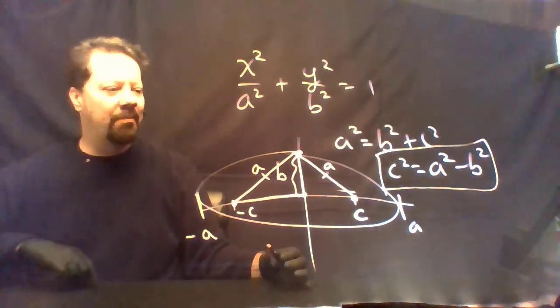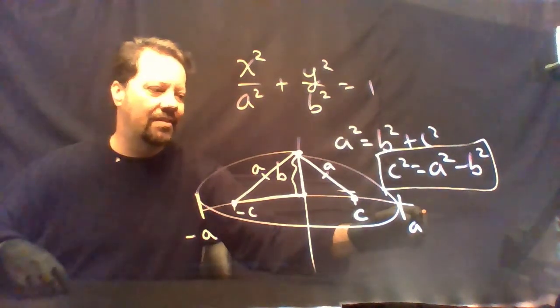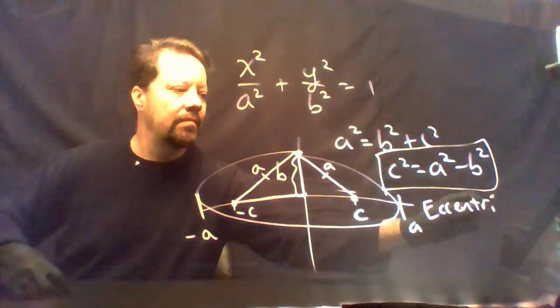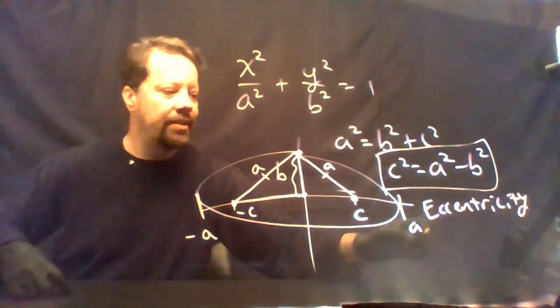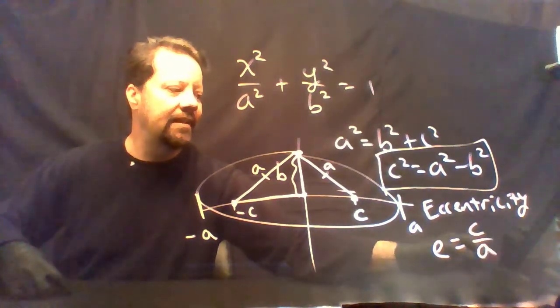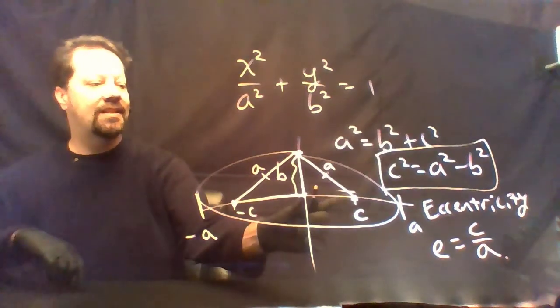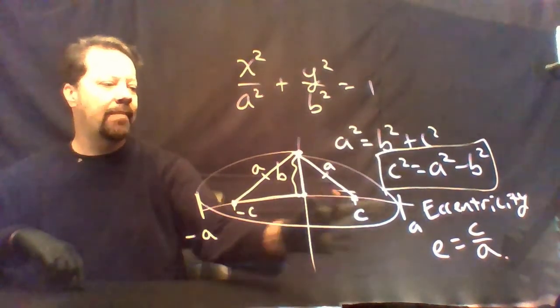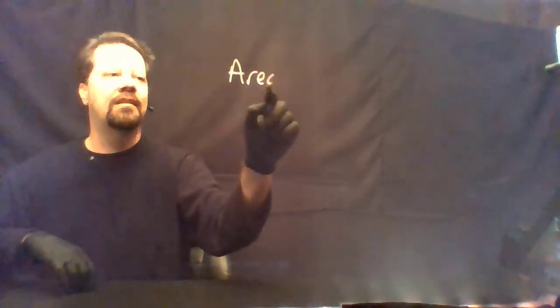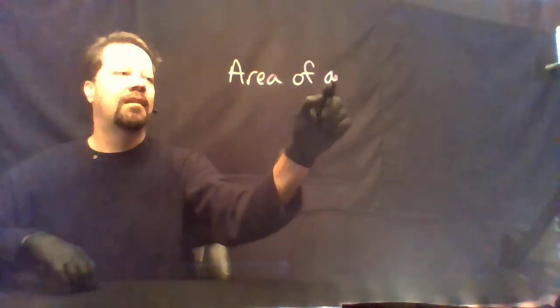There's one more important measure for ellipses, and that is the eccentricity, denoted by a lowercase e. Its measure is c divided by a, where c is the distance from the center to a focus, and a is the length of the semi-major axis. What is the formula for the area of an ellipse?